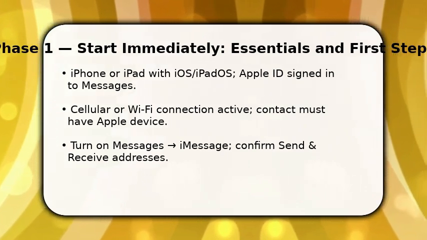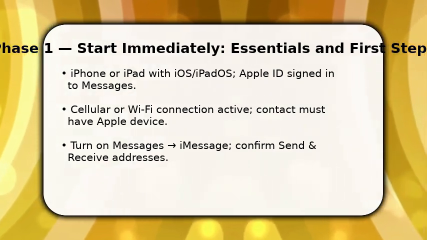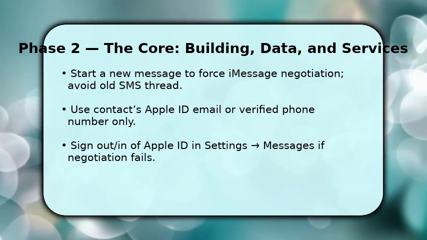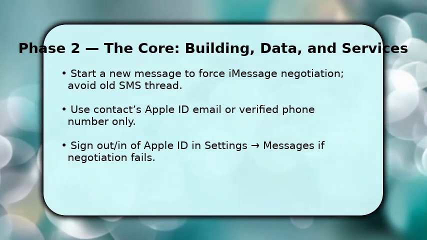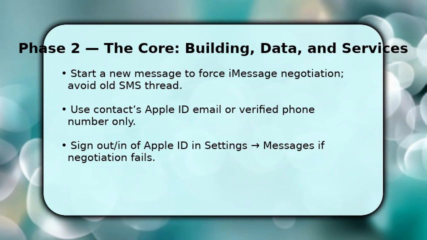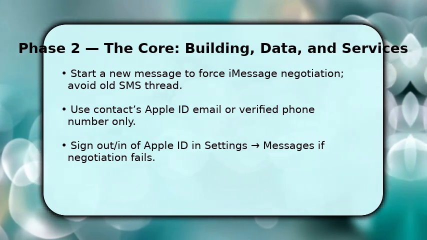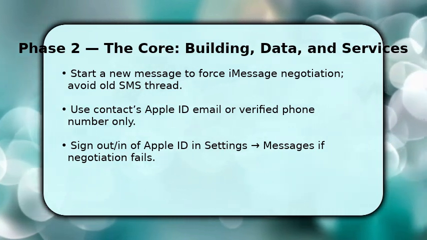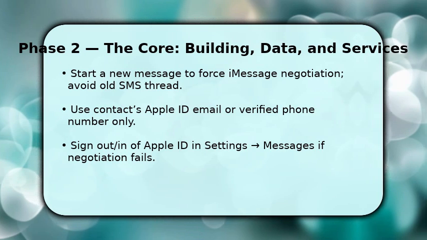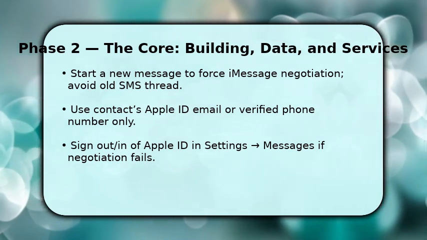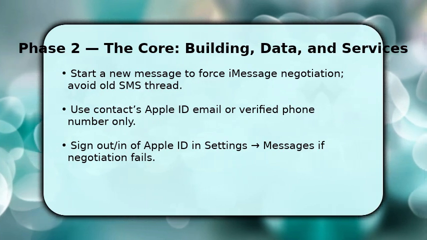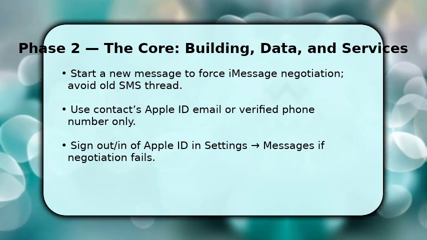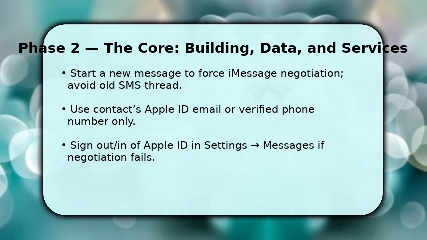To convert a green SMS bubble to iMessage, you must force a fresh negotiation. So, create a new message rather than replying in the old SMS thread, and enter the contact's Apple ID email or verified phone number. If the message still sends as SMS, sign out of Messages and sign back in to refresh iMessage certificates. Also make sure both devices have current iOS and that the recipient's device is reachable on data. Otherwise, Messages will fall back to SMS automatically.